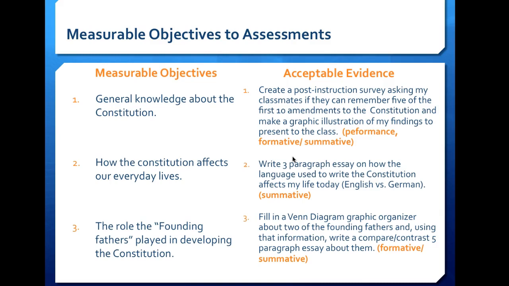Acceptable evidence is that they will create, and it's always mostly about product, right? Create a post-instruction survey asking my classmates if they can remember 5 of the first 10 amendments to the Constitution, and make a graphic illustration of my findings to present to the class. The nice thing about this is it crosses math as a content area, as well as the social studies content area, and the use of technology. So you've got at least 3 content areas covered here.